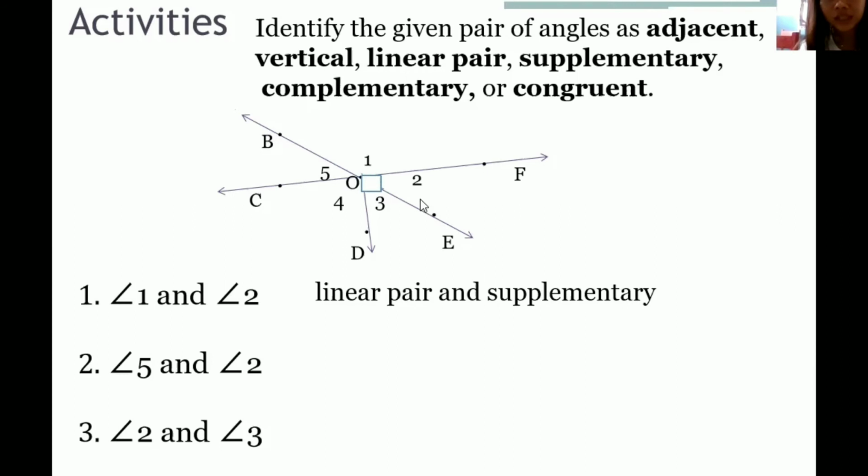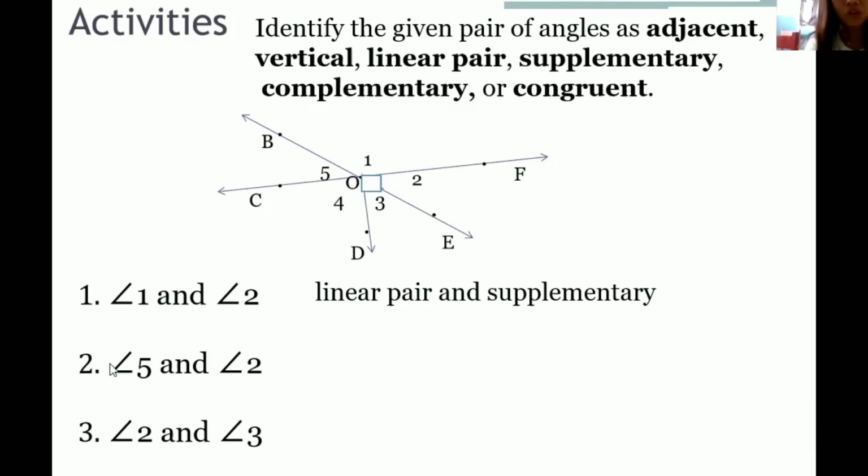And this straight line is divided by this line, which forms angle 2 and angle 1. Together these two equal 180 degrees, because the two angles form a straight line. So that is supplementary. And they are also adjacent angles because they have a common side, which is OF.